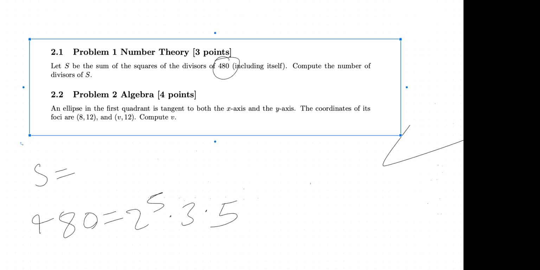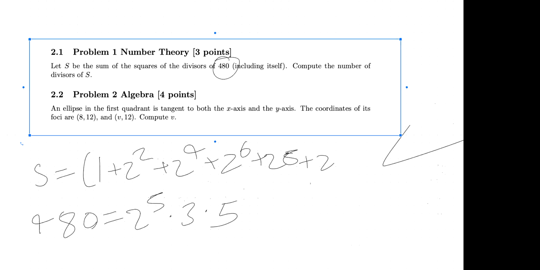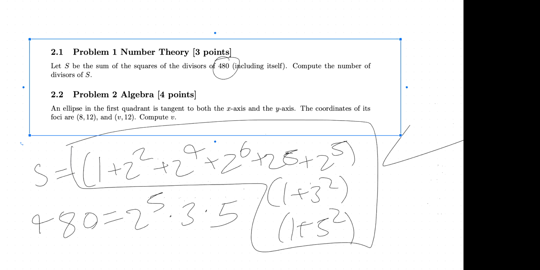If you're familiar with trying to find the sum of divisors, it's really similar to that, where you just do 1 plus 2 squared plus 2 to the 4th plus 2 to the 6th plus 2 to the 8th plus 2 to the 10th. And then you multiply this by 1 plus 3 squared and then 1 plus 5 squared. You can try to convince yourself that this works, because when you multiply out this expression, you're going to achieve every single square of the divisors of 480.